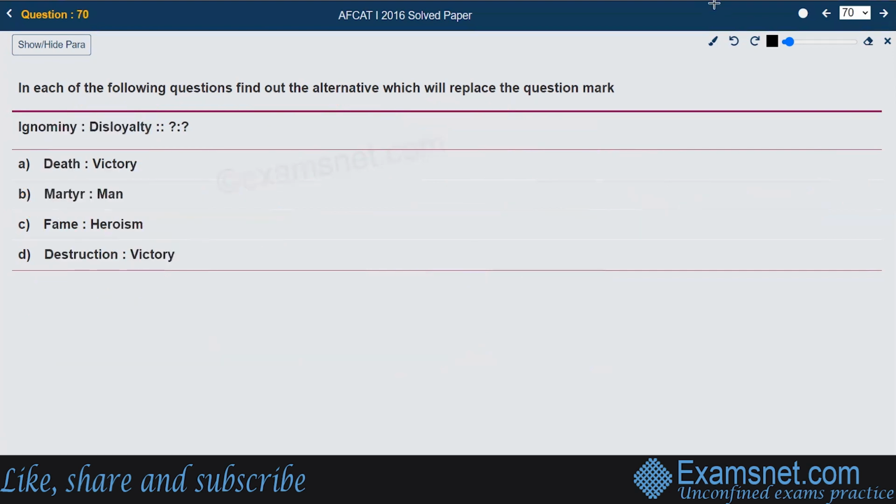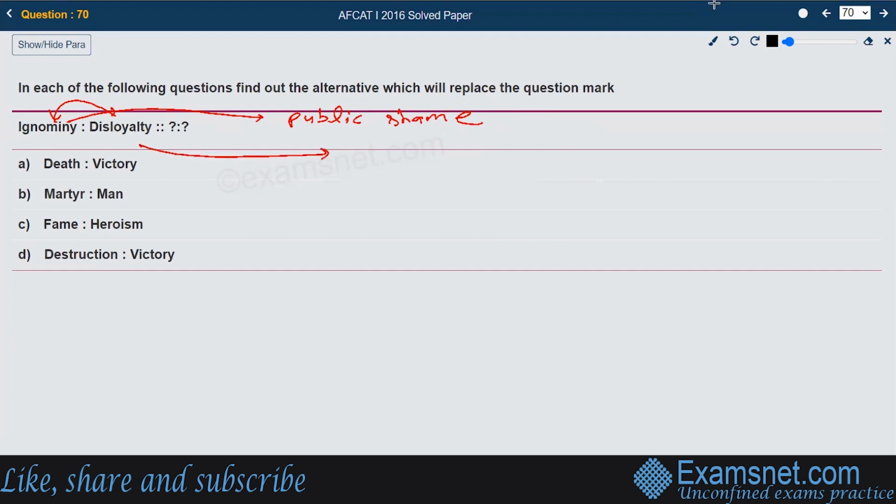Next, in the same thing, ignominy and disloyalty. These are the two words, ignominy and disloyalty. What does ignominy mean? Ignominy means nothing but public shame. If somebody receives a public shame, he is ashamed in public. That is what is called ignominy. He has received ignominy. And what is disloyalty?